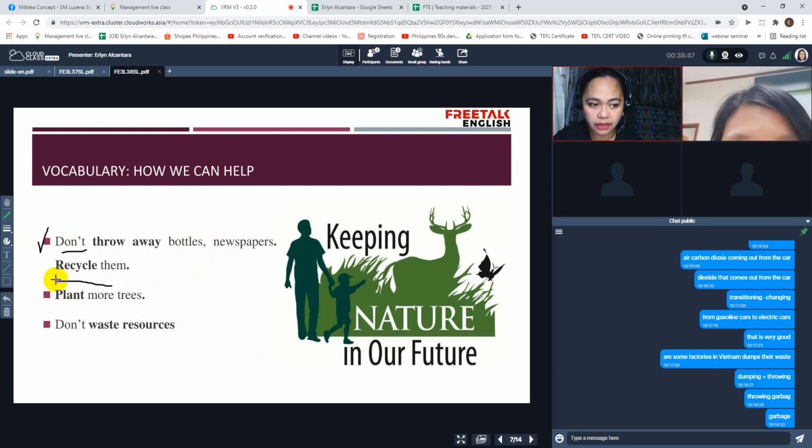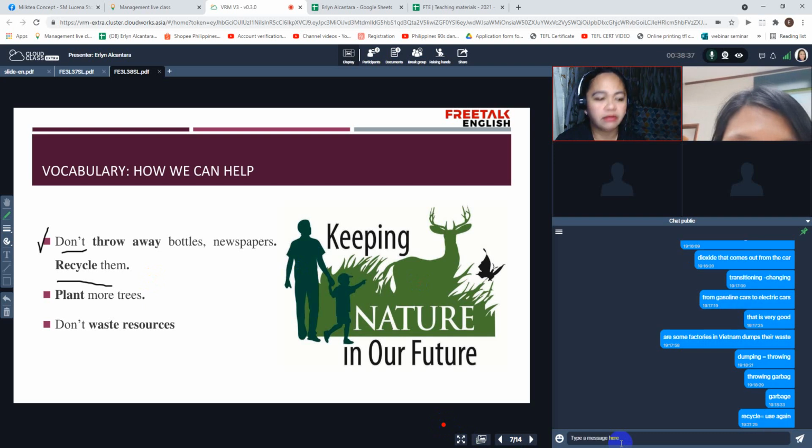Recycle. Don't throw away newspapers, recycle them. When we say recycle, we mean use again. What else can we do to keep our nature, or how can we help? Plant more trees. Very good.